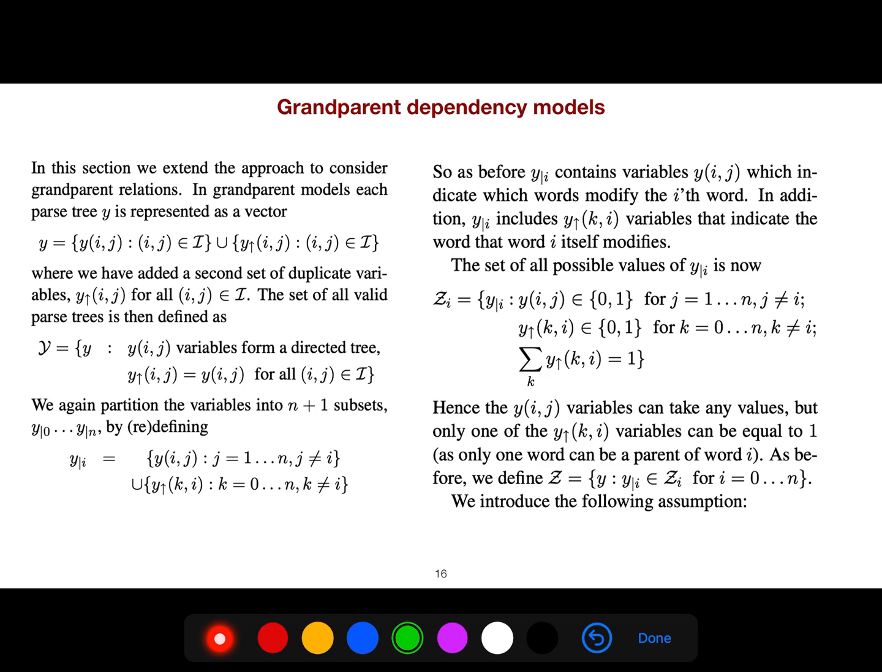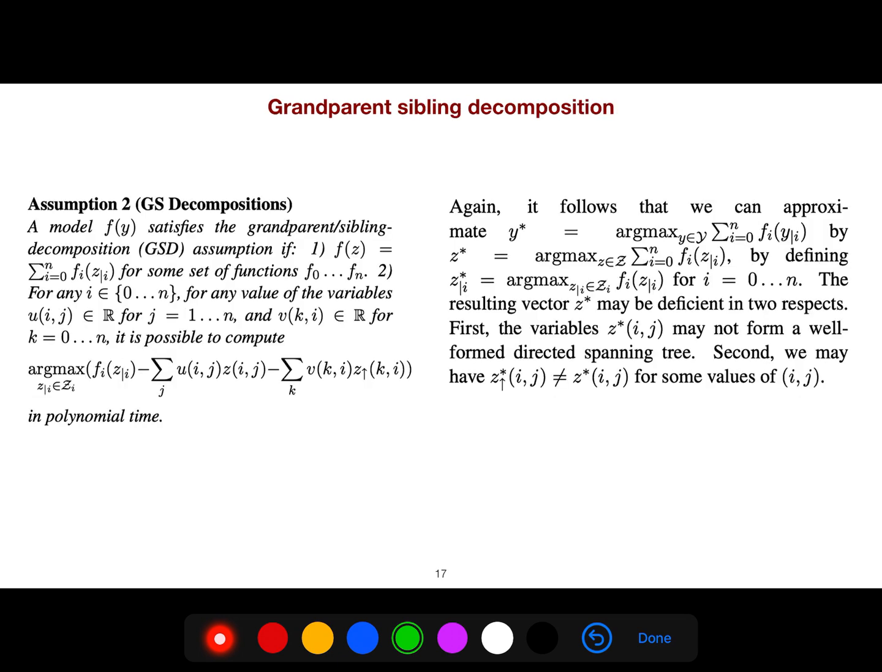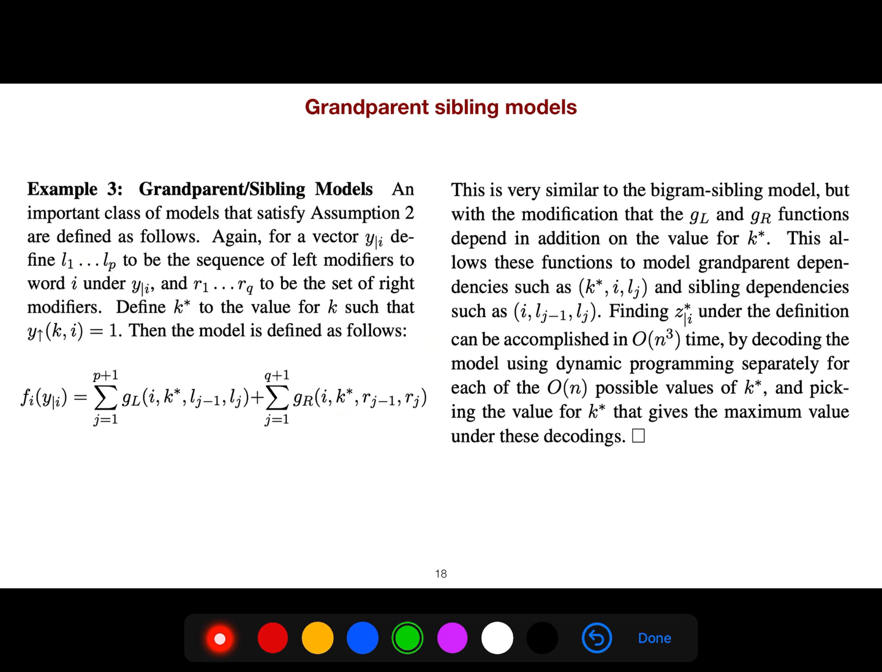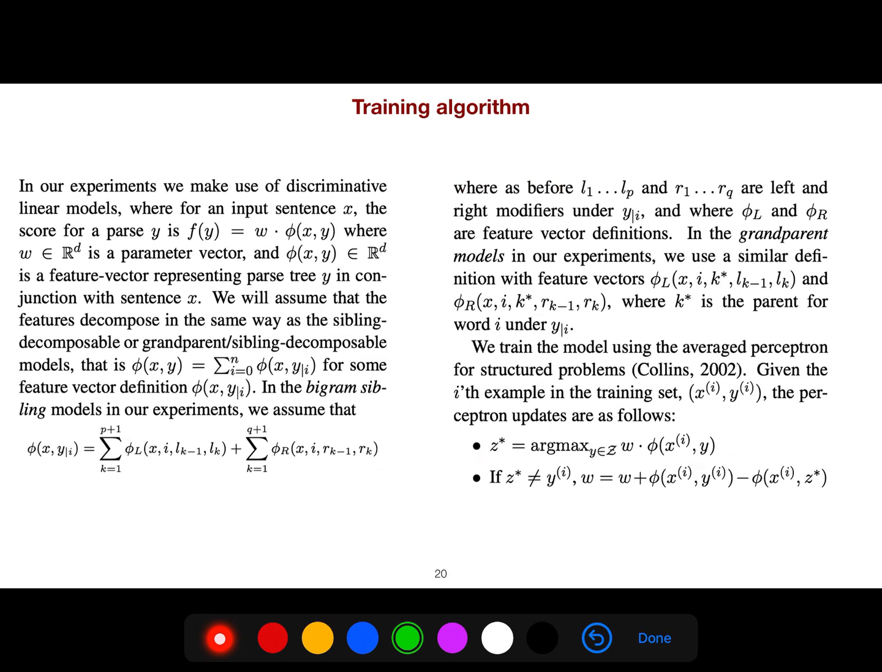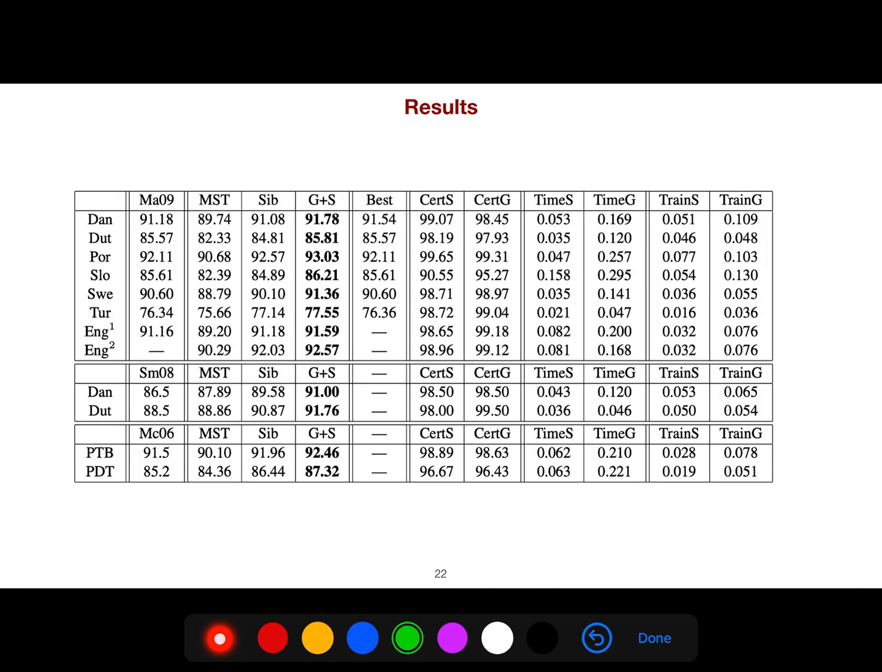And we model the grandparent dependency model like this. We call it grandparent sibling decomposition. This is another assumption, that we assume it is possible to compute this one in polynomial time, so it's very efficient. After that, we can do the dual decomposition, and we solve y, we solve z, and these dual variables in order for the algorithm to converge. And we use the discriminative linear models, and the score for a parse y is just linear. And so this algorithm is like the previous algorithm, but with different formulations.